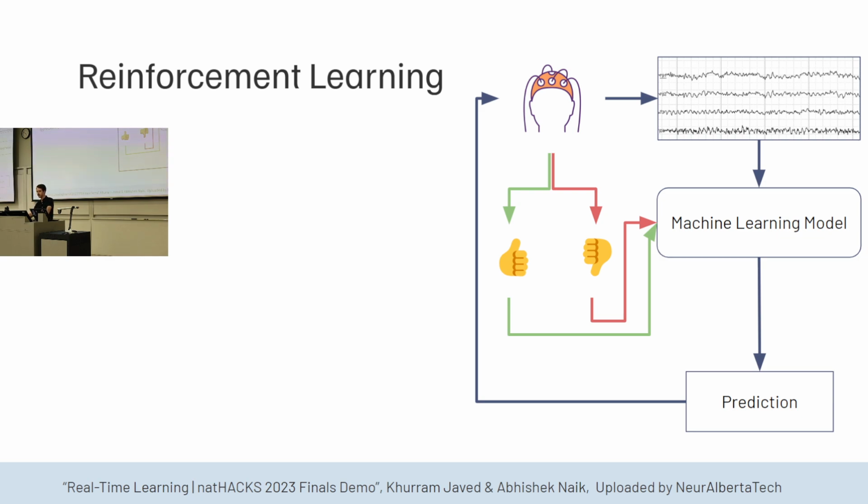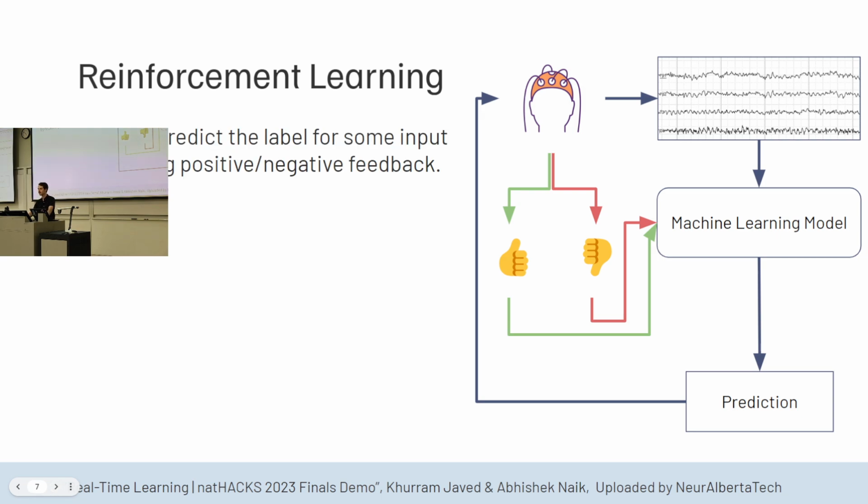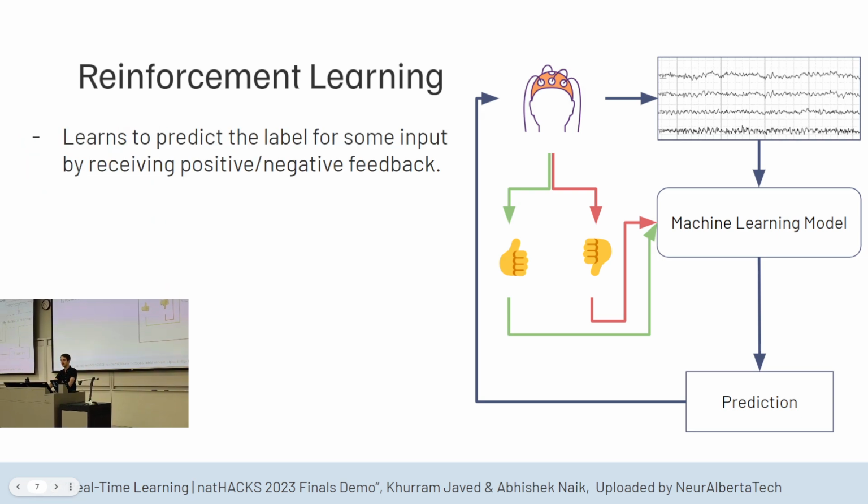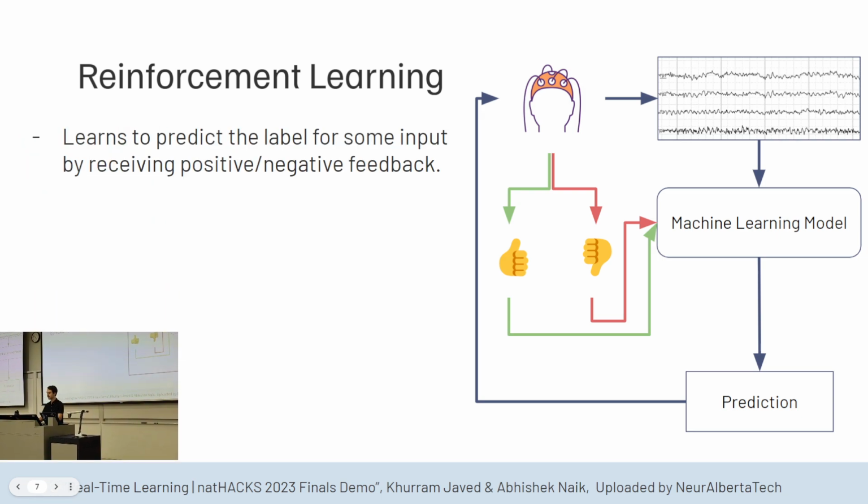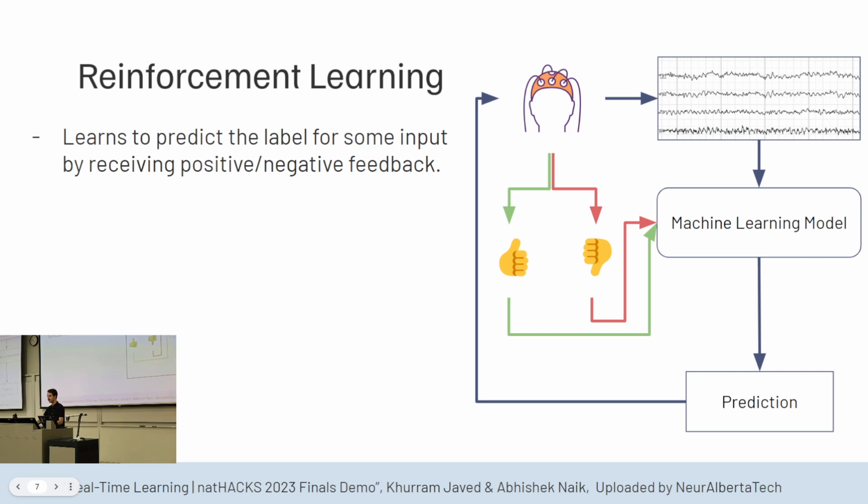So reinforcement learning specifically refers to learning to predict a label for some input by receiving positive or negative feedback. So in our setup, we had a user wearing the EEG headset, and they would send these EEG signals into our reinforcement learning model. And then the reinforcement learning model would make a prediction of whether the user wanted to open or close the hand.